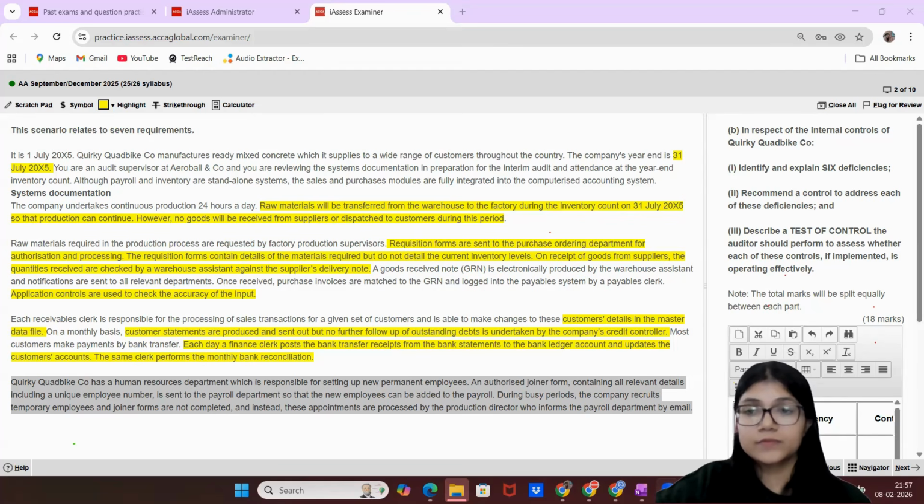Anything else? Confirm that joiner forms are complete or not. How are we going to confirm, Adiba?